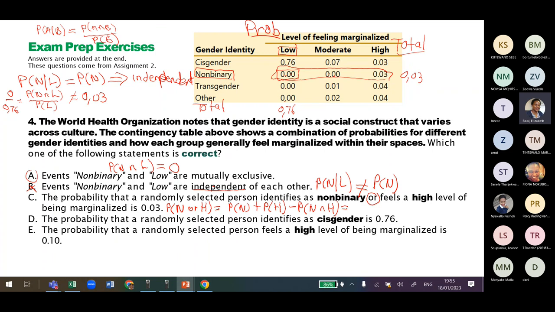So let's find the values. For high, I can just add all of these values, calculating the total. This will be 6, 4, it will be 10.